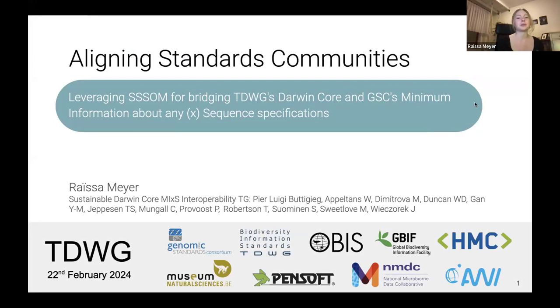Standard for mapping between different standards. And I'm going to talk about this in the context of the work that we've done in the Sustainable Interoperability Working Group for Darwin Core and MIxS. I'll also give a bit more information on some of the things that we addressed besides just producing the mapping, to make sure that we really are bringing the standards communities together. And I'm presenting this on behalf of the entire task group.